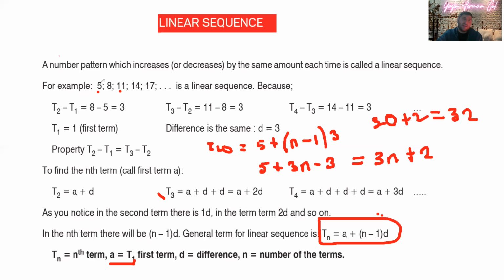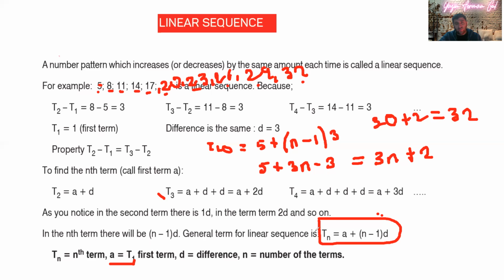Let's continue. This sequence is increasing by 3 every time. So 17 plus 3, the next number will be 20. The next number will be 23. The next will be 26. The next will be 29. The next will be 32. 1, 2, 3, 4, 5, 6, 7, 8, 9, 10. Correct, that's true.